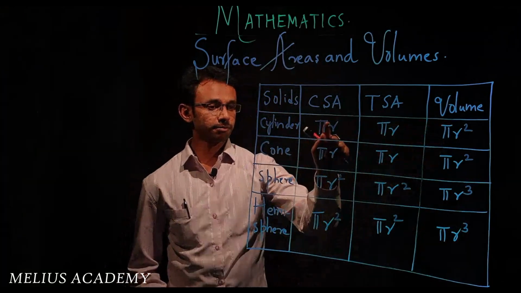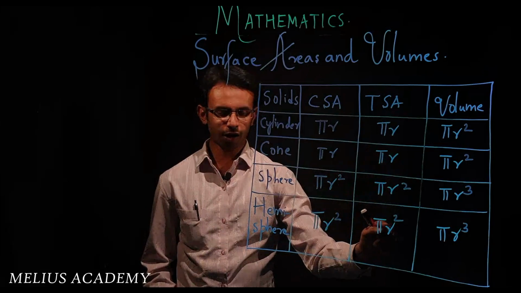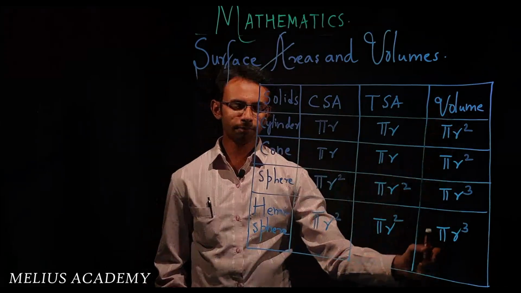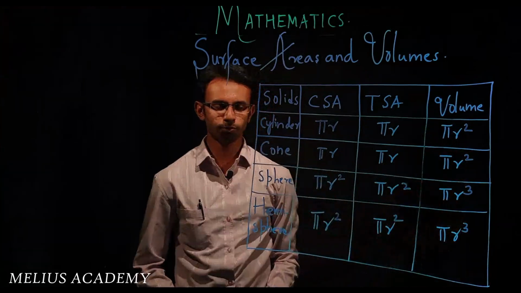Did you make a note of this? The powers of r here will be none, the powers of r here will be r to the power of 2, and in the last column of volume, the powers will be r square for the first 2, and then the last 2 will be r cube.